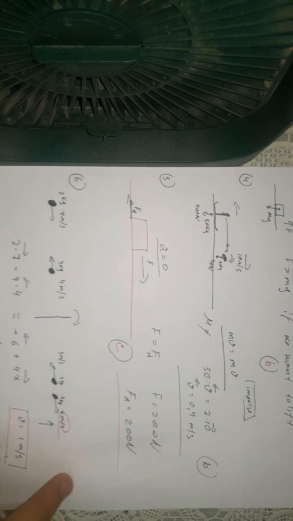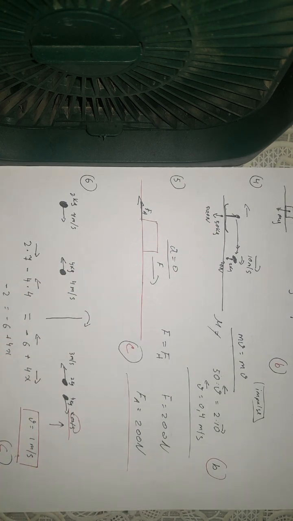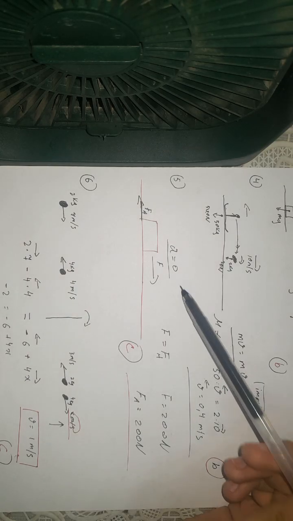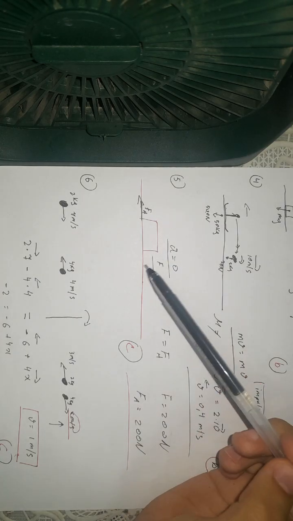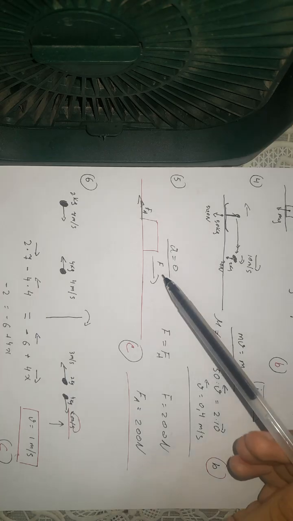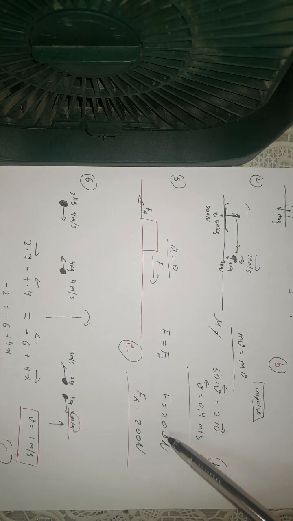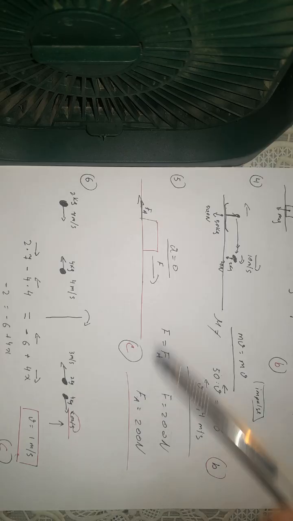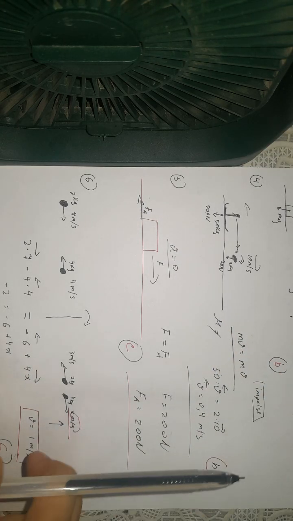In the fifth question, we have a body which is moving at constant speed, and the acceleration is 0. In this case, the frictional force equals the force with which it is being pulled. So if it's F, it should be equal to this. So it's 200 newtons, and the frictional force is also 200 newtons. So the correct answer is C.